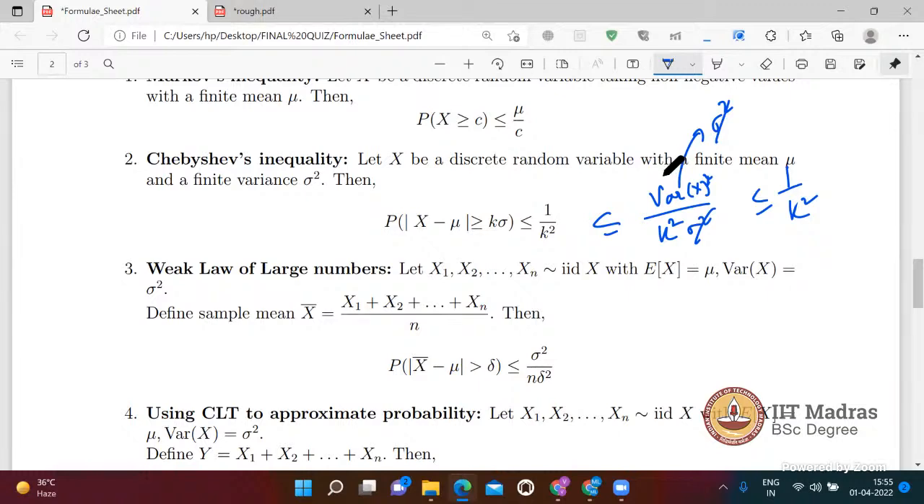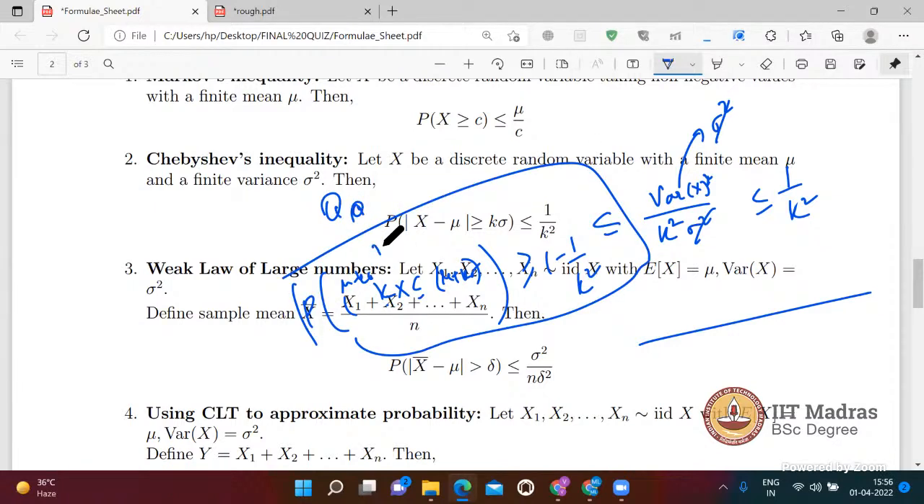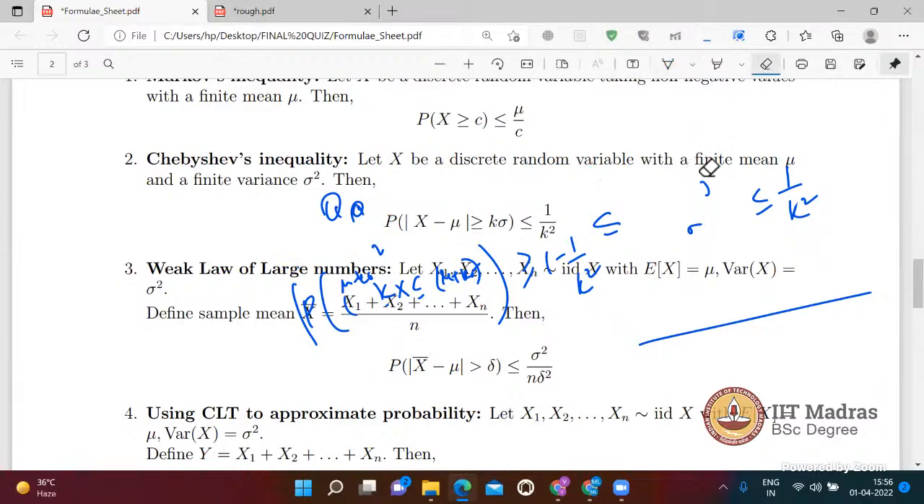So you can write it in the form of delta also, but you have to use this formula. If this is one equation, the other equation you can write directly as greater than 1 minus k square, and there the probability will be that x will lie between these two values, mu plus k sigma and mu minus k sigma. So these are the two important equations, and from the first you can get the second. This is important for the final.